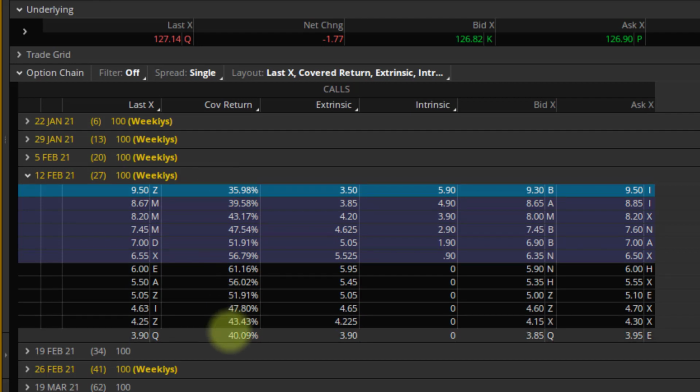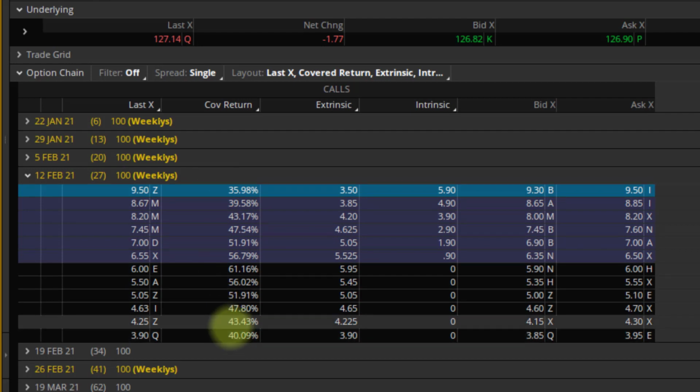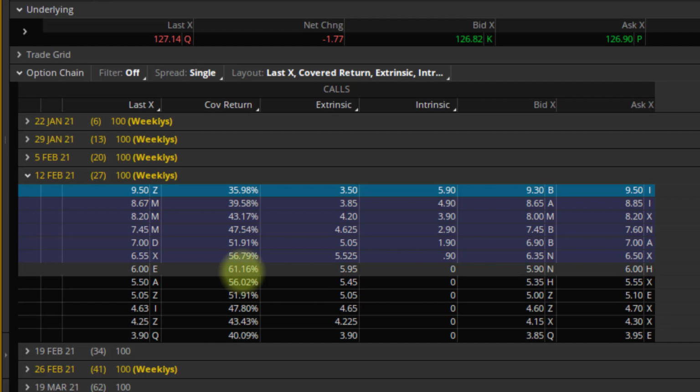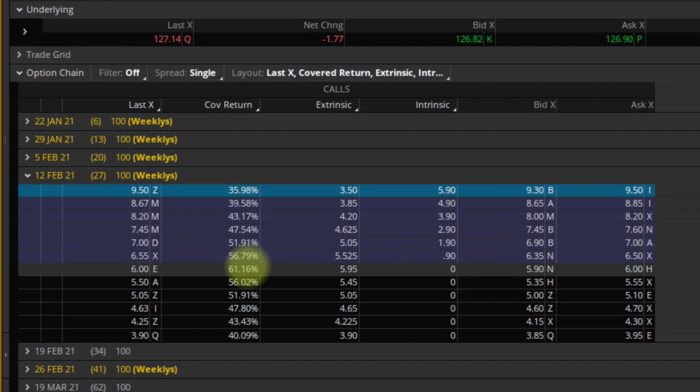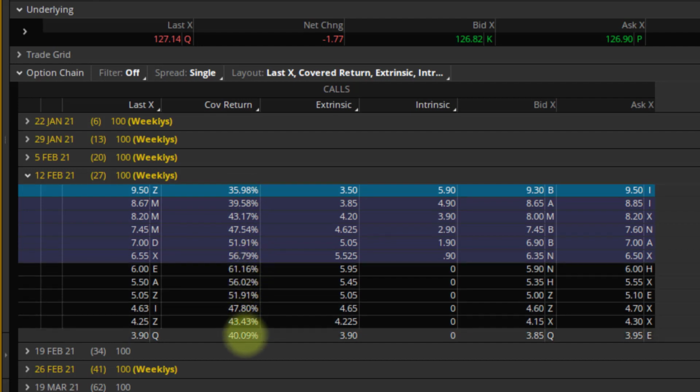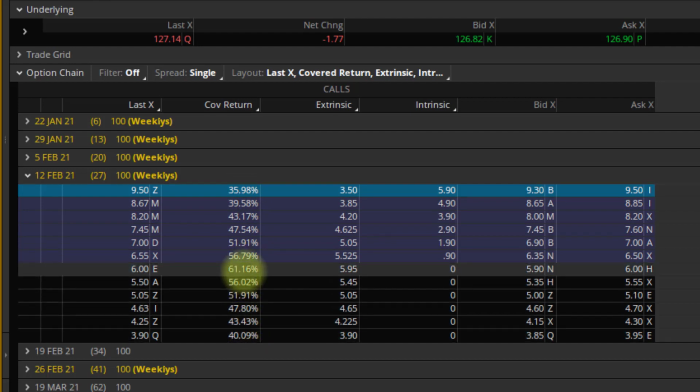Now, if you understand your options theory, you should realize that the at-the-money option will be the largest because it has the greatest amount of extrinsic value. So notice we start up here at about 36%, we start getting bigger and bigger, we hit about 61%, and then we start dropping again. That's not saying that the at-the-money is the best, it's just saying that it has the most extrinsic value.